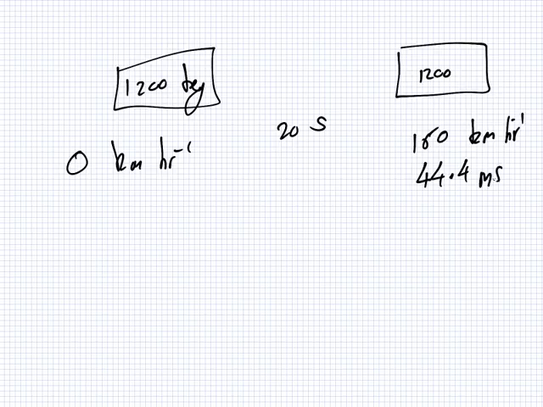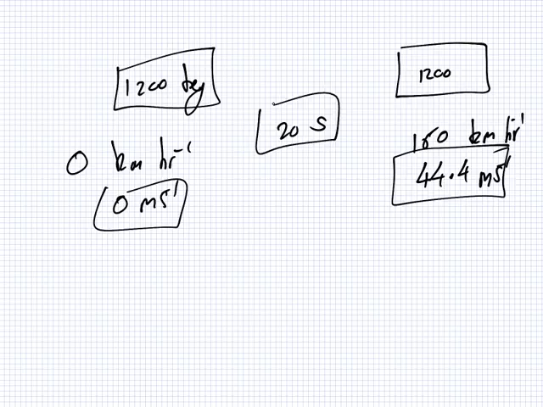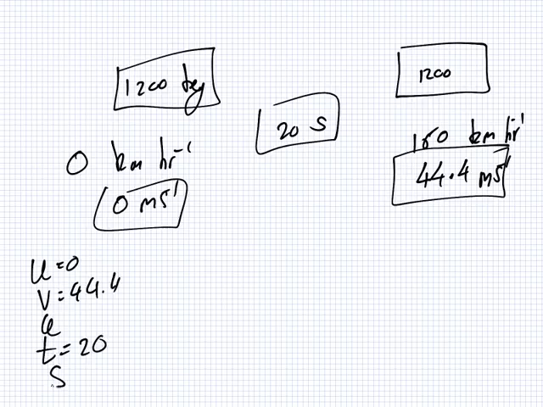44.4 meters per second. And here, 0 meters per second. Now we do UVAST, yes. U is 0, V is 44.4, A we don't know, T is 20, S we don't know. And what would I like to know? Well, the A.